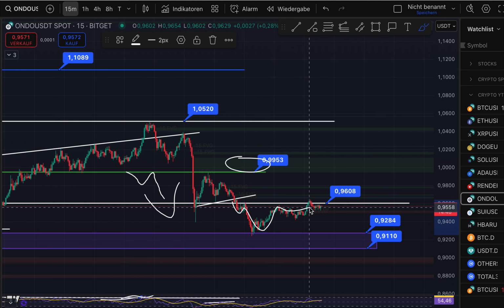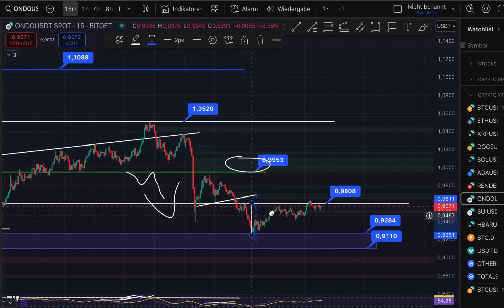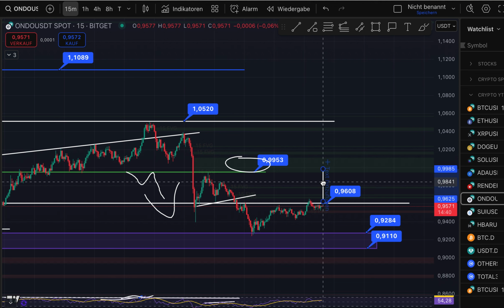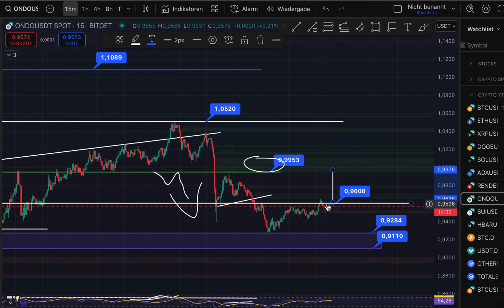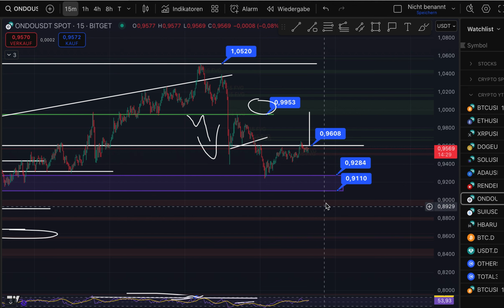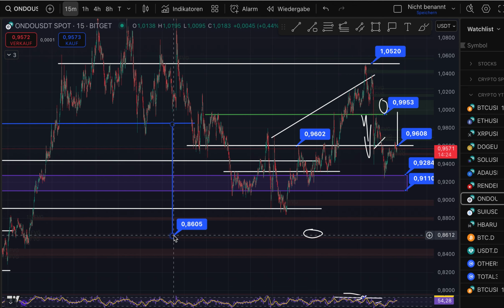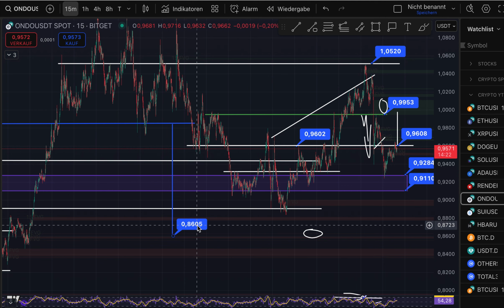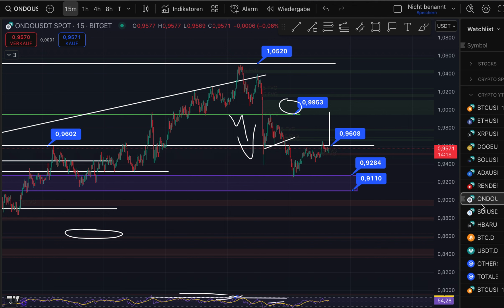If we take the length of one head, put it to the breakout point, then you can see that it reaches into the fair value gap. So this is going to get very interesting for Ondo. If the 91.1 cents breaks to the downside, then we can think about a more bearish trend, which can even reach down to 86 cents for Ondo. So let's keep those two scenarios in mind.